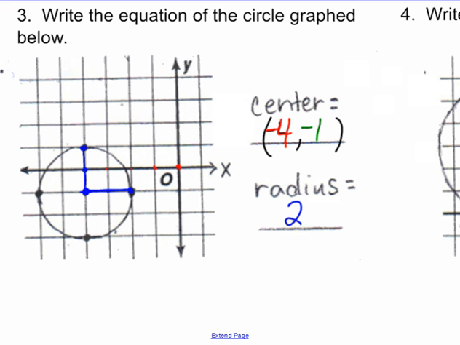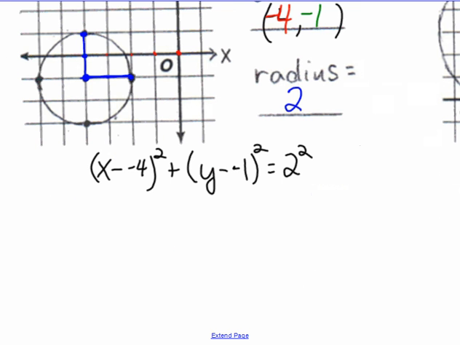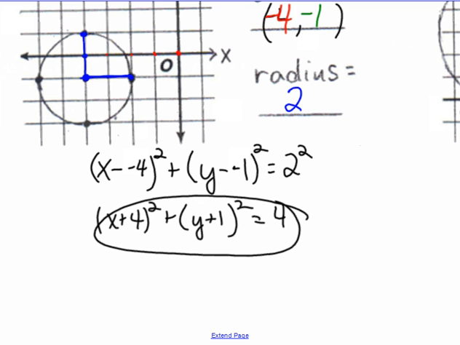So now we have to write the equation. So the equation is going to be x minus the x in here, so minus a -4 quantity squared, plus the y minus a -1 quantity squared equals 2 squared. So let's simplify. We end up with x plus 4 squared plus y plus 1 squared equals 4. There you go.